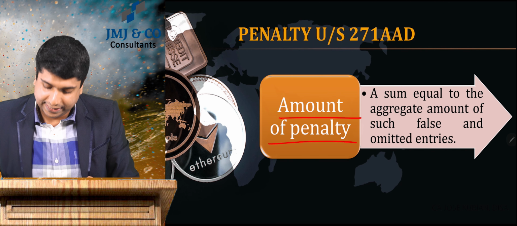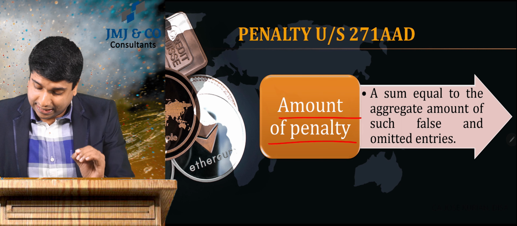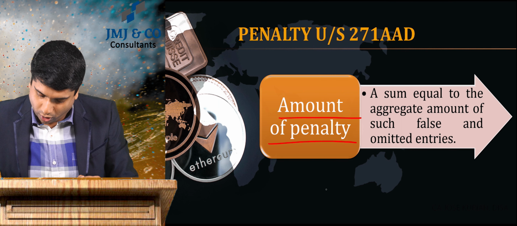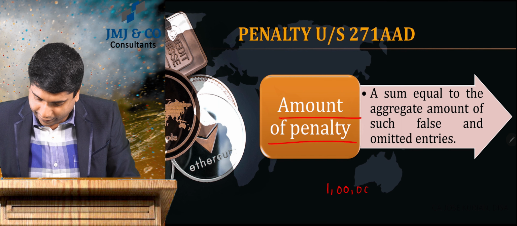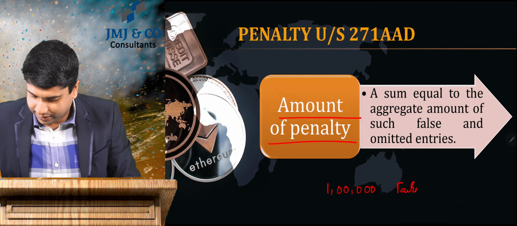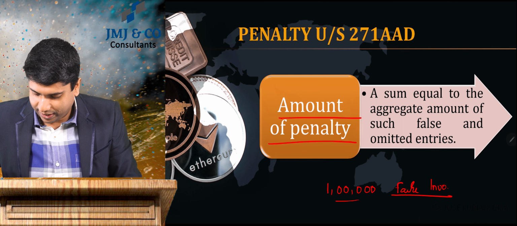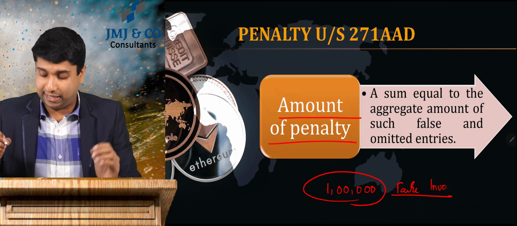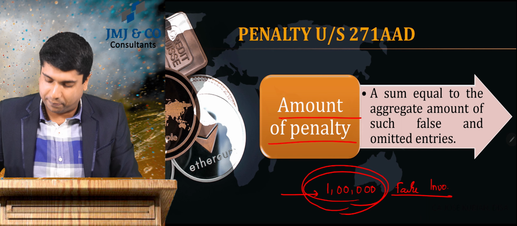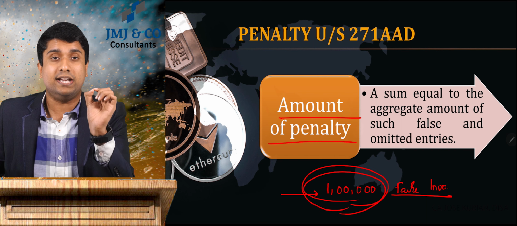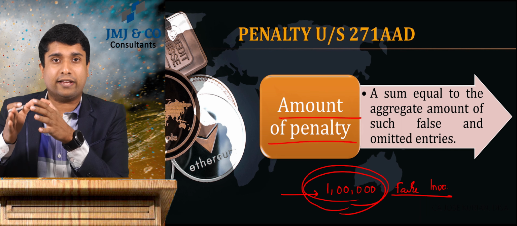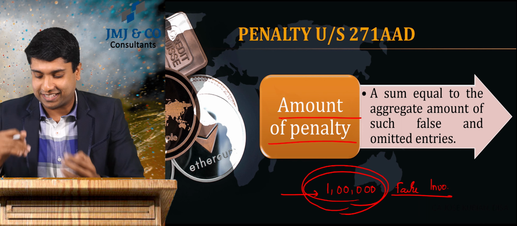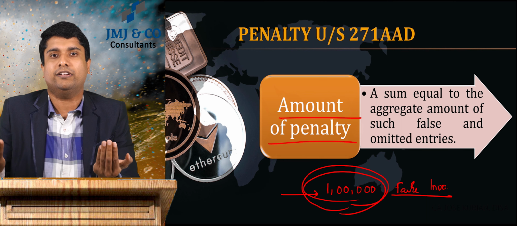The amount of penalty is a sum equal to the aggregate amount of such false and omitted entries. Simple. For example, I have shown a 1 lakh rupees fake invoice in my books of accounts, and the AO noticed that this is a fake invoice. Then what is the penalty? 100% of this 1 lakh will be the penalty under section 271AAD. That means even though I'm not supposed to claim 1 lakh as my deduction because it is a fake bill, I'm also supposed to pay a penalty of rupees 1 lakh under section 271AAD. Why? Because I've shown a false entry.